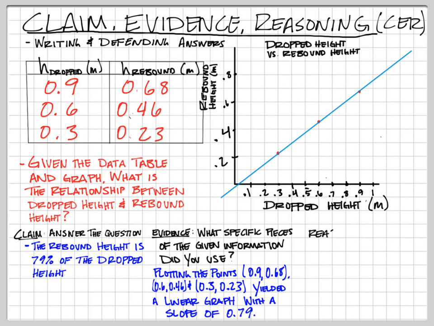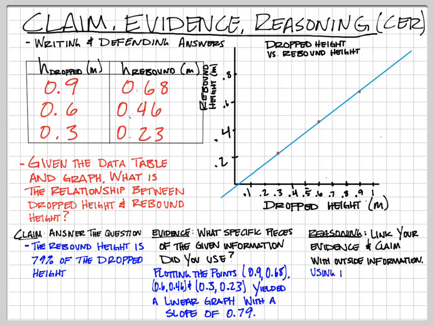Then we come to the reasoning part. The reasoning is, how did you know your evidence said what your claim was? We're going to link our evidence and our claim together. But usually we're going to have to bring in some outside information, something that you know from class, something that you got outside of the lab somehow. So in this case, we wrote an equation, and that equation tells us how things work.